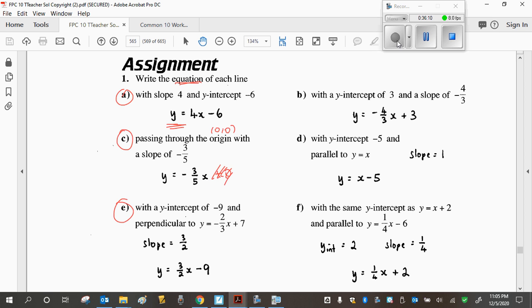Just put nothing. And this one says perpendicular. Double underline it. Did you double underline it? So we don't use negative 2/3. We flip it and lose the negative sign. So that's why we get a perpendicular slope of 3/2. And we combine that with the y-intercept, and there's your equation.